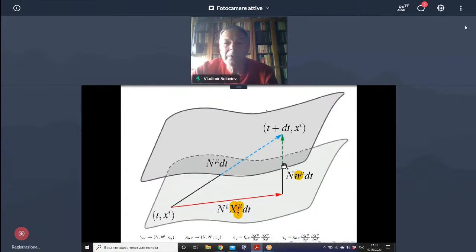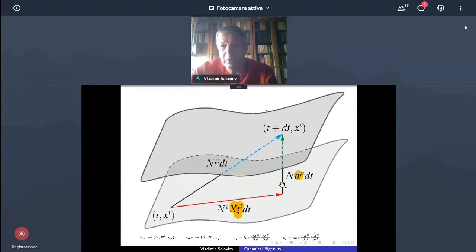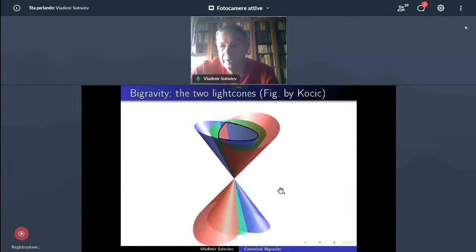And so this can be considered as a part of a world line of some observer. So it is decomposed into a normal component and into the tangential component. And so we have the functions of lapse and shift, very well known. But in bigravity, we have two space-time metrics. And so we have two normal vectors to a given hypersurface at any point.